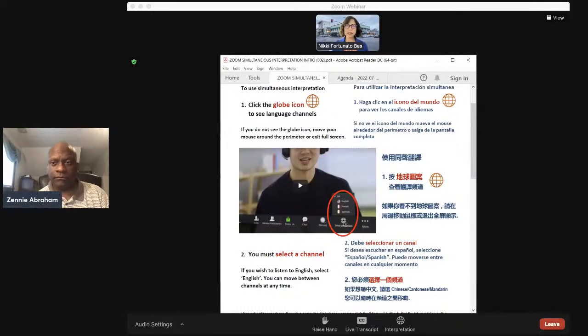Zoom. Once we start the interpretation, you will see an icon on the bottom of your Zoom screen, the globe icon. You can select your language channel from that icon. And the choices today are English as well as Chinese or Cantonese and Spanish. And I'd like to hand it over to our Spanish interpreter to share the instructions.